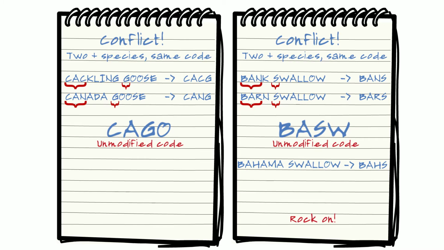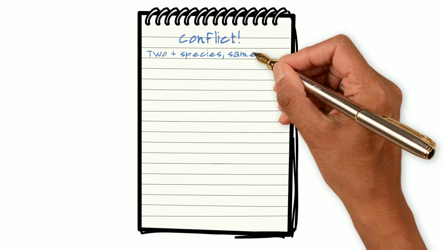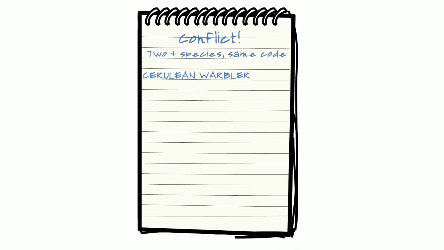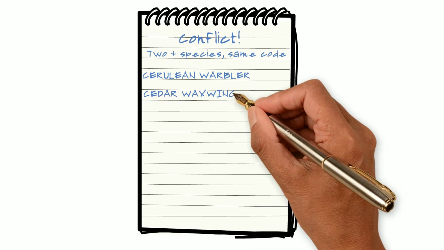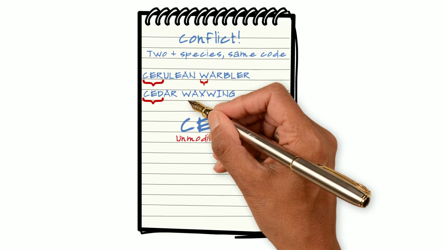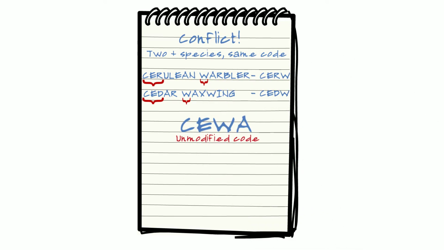Nice. Here's a third example, but this one is where the birds that share the unmodified code aren't related to each other like the geese and the swallows we just mentioned. Our beautiful blue cerulean warbler shares an unmodified code with the subtle beige stylings of the cedar waxwing, CEWA. The modified codes are, you've got this, CERW and CEDW.